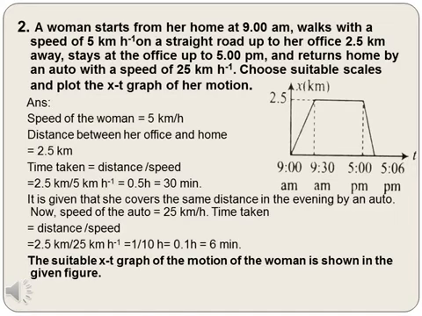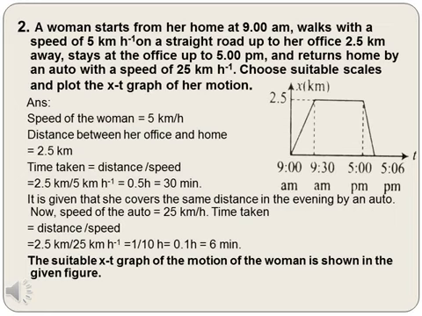Second question is, a woman starts from her home at 9 a.m., walks with a speed of 5 km per hour on a straight road up to her office 2.5 km away, stays at the office up to 5 p.m. and returns home by an auto with a speed of 25 km per hour. Choose suitable scales and plot the ST graph of her motion.